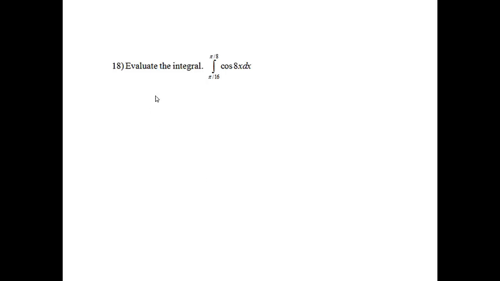Okay, problem 18, evaluate the integral of cosine 8x from pi over 16 to pi over 8. Again, I'm going to use a u substitution because if I were going to type this into my calculator, I would have parentheses right here. So I am going to let u equal 8x. If I take the derivative of 8x, I'll get 8 dx. I notice that I do not have an 8 on the inside of my problem, so I'm going to put an 8 on the inside. To undo it, I will put a 1/8 on the outside.